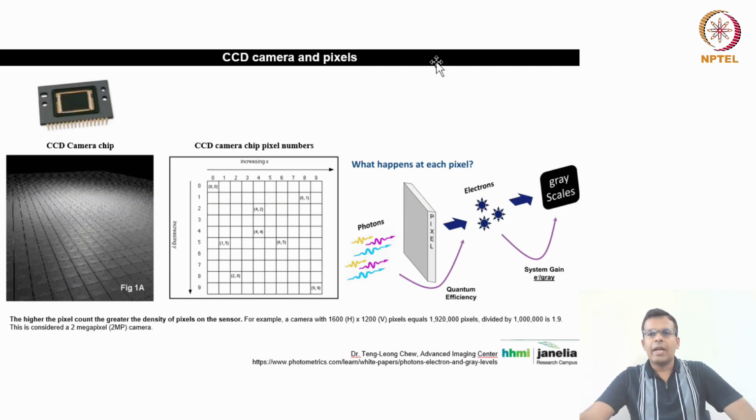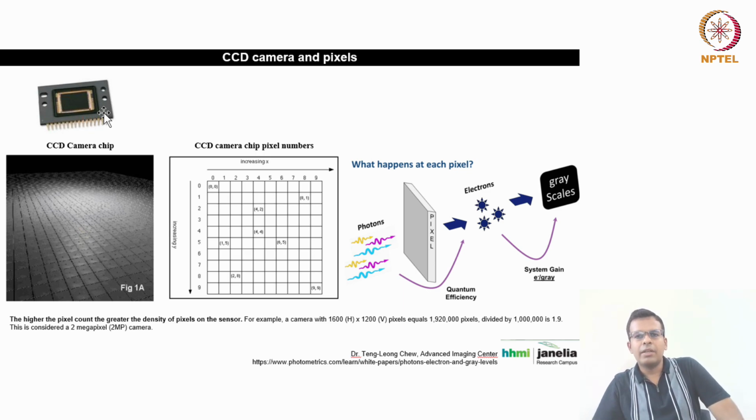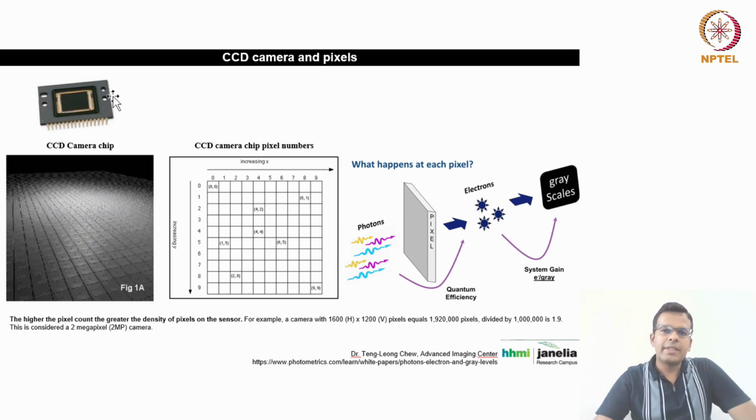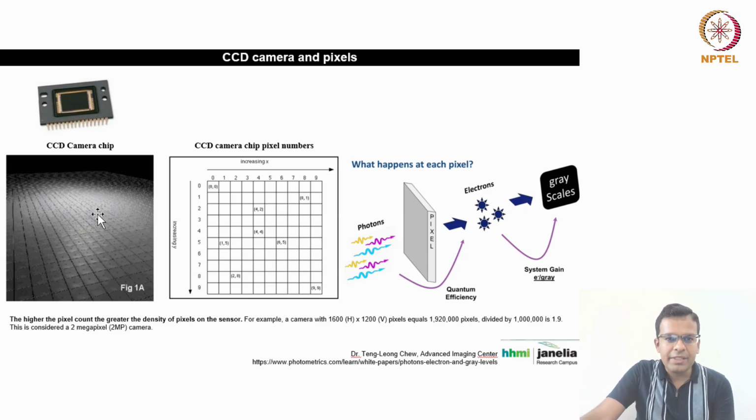So here I have shown a chip of a CCD camera. Okay, so if you see, this chip looks like this. This is the same kind of chip your mobile camera is using. Okay, so it's a CCD camera chip and it looks like this. If you see it under the microscope or you zoom in, you can see this kind of pixels.